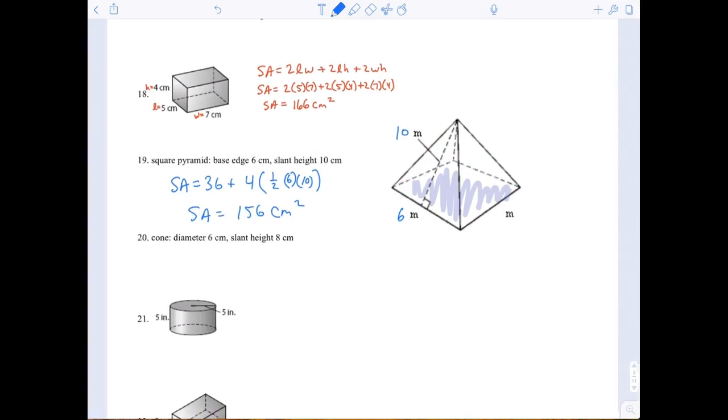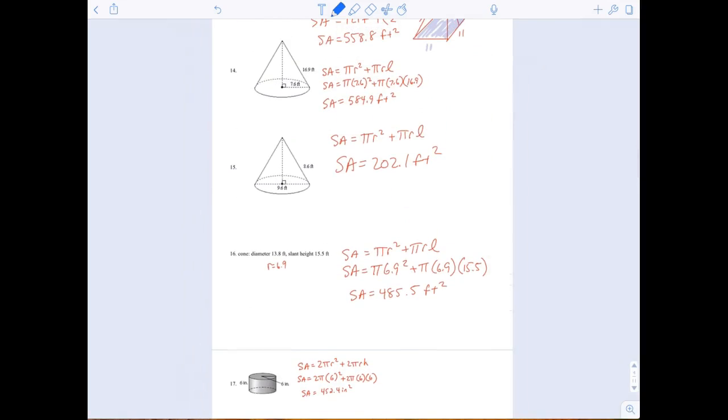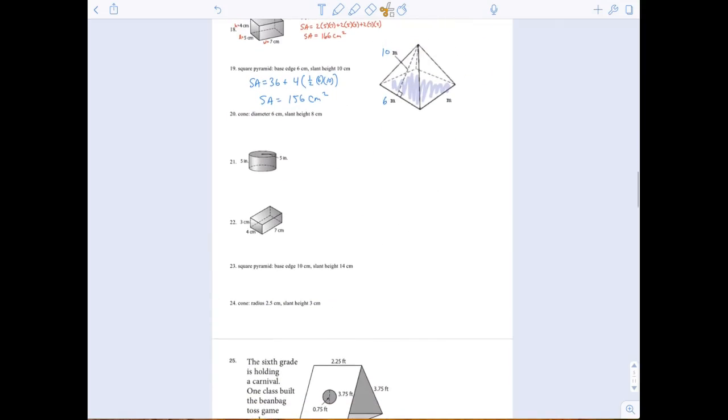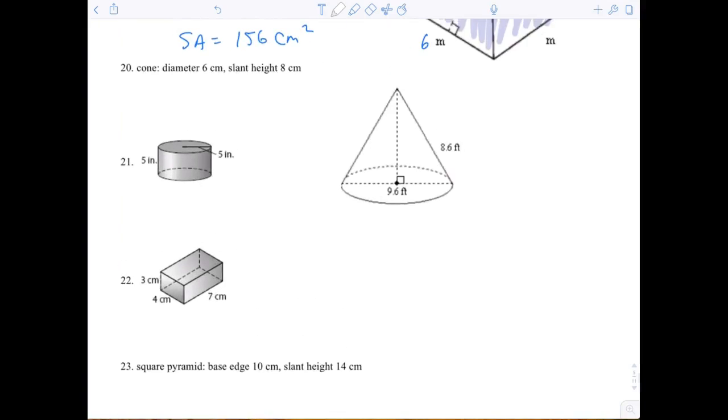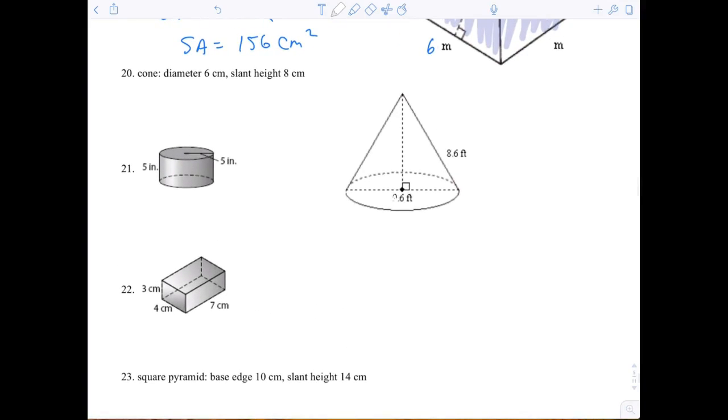Okay, so now they're talking about a cone, so let's go find a cone. Copy down the cone so you can visualize. Now this is telling you that the diameter, instead of it being 9.6, is just what? 6. And the slant height is what? 8. That was easy to fix.